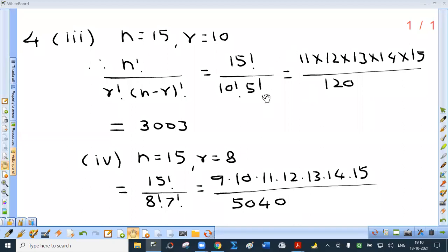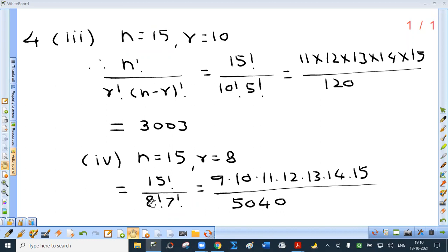So it's a matter of practice. And what is 5 factorial? Don't wait for this that it will get cancelled. 5 factorial has to be written as 120. Now simplify. So 3003.